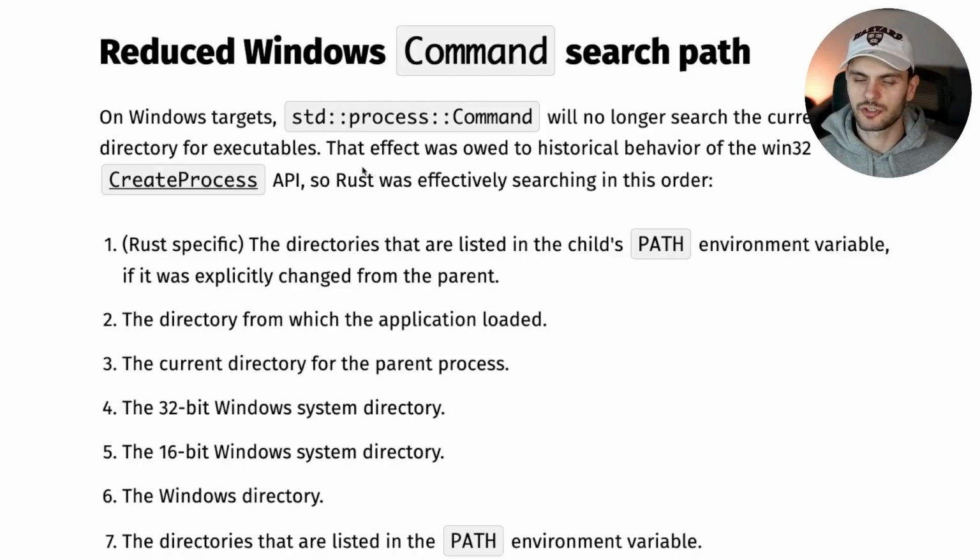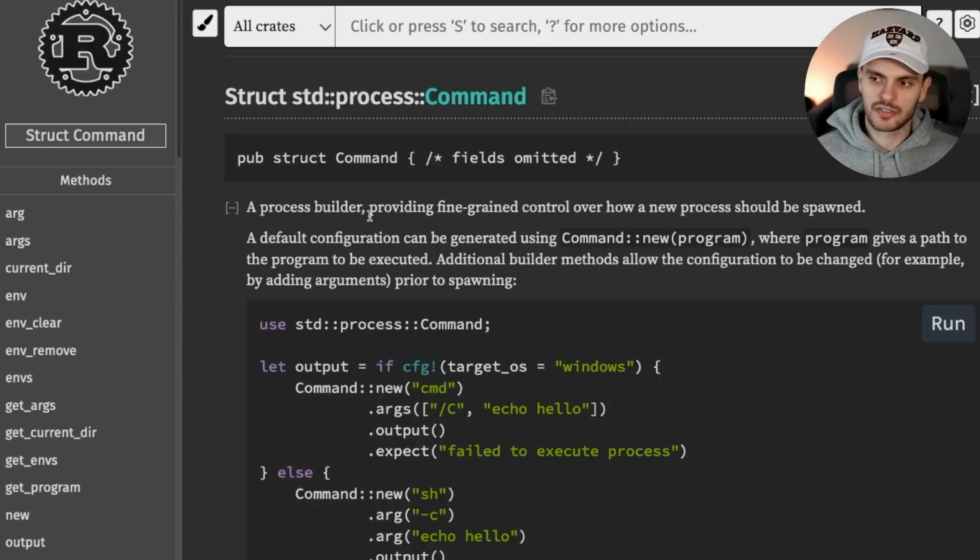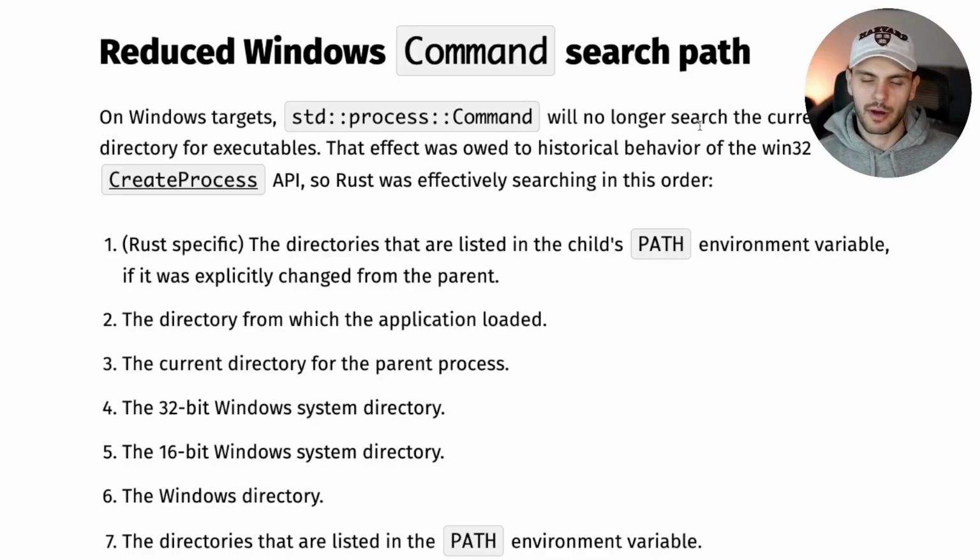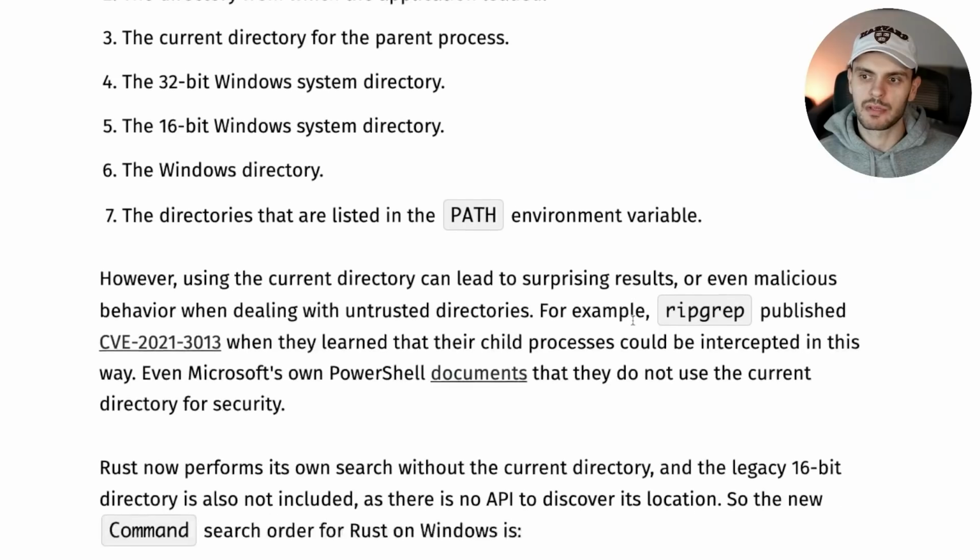All right, the next change in this release is that the Windows command struct has a reduced search path. Now, I haven't personally used this struct, but according to the documentation, this struct provides fine-grained control over how a new process should be spawned. Prior to this release, this struct would search the current working directory for executables, but that proved to be problematic.